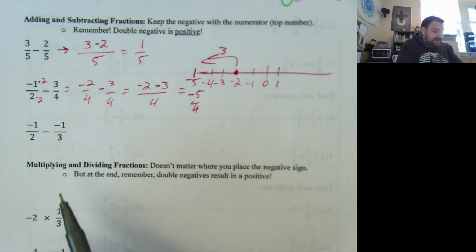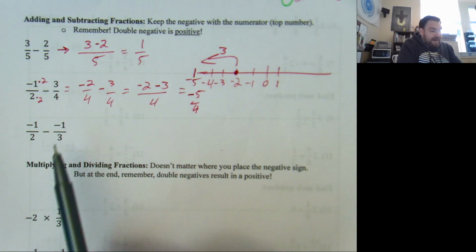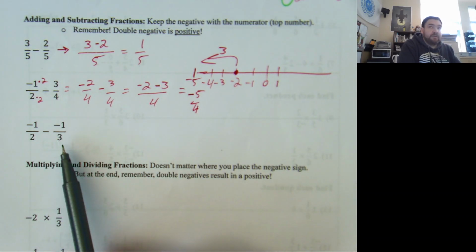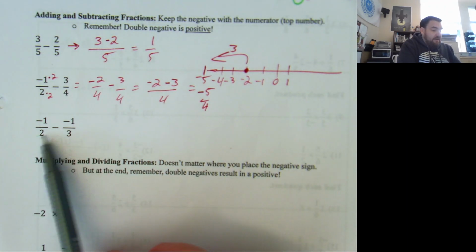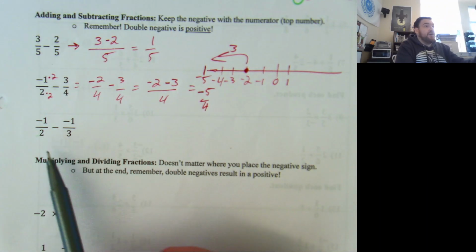Likewise, I could set up something like this. If I've got -1 over 2 minus -1 over 3, I need to make sure that when I'm dealing with subtraction or addition, that my denominators are the same.